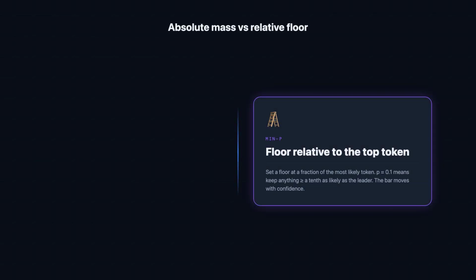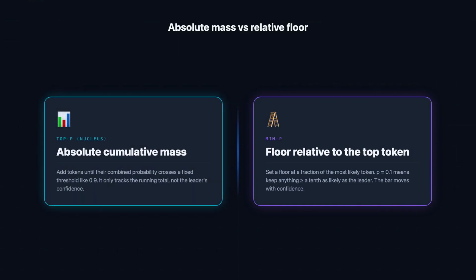The cleanest way in is to line it up against nucleus sampling. Nucleus sampling, or top P, works on absolute cumulative mass. You keep adding the most likely tokens until their combined probability crosses a fixed threshold like 0.9. It doesn't care how confident the single best token is. It only cares about the running total.